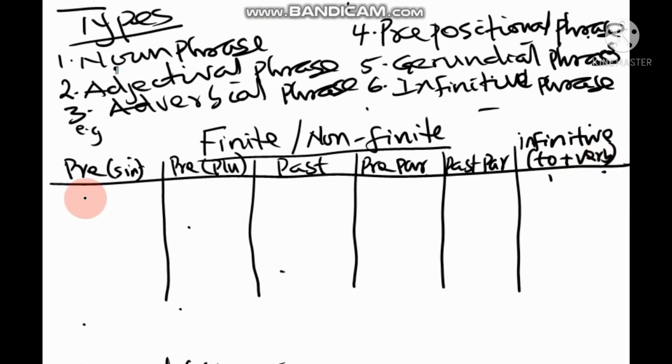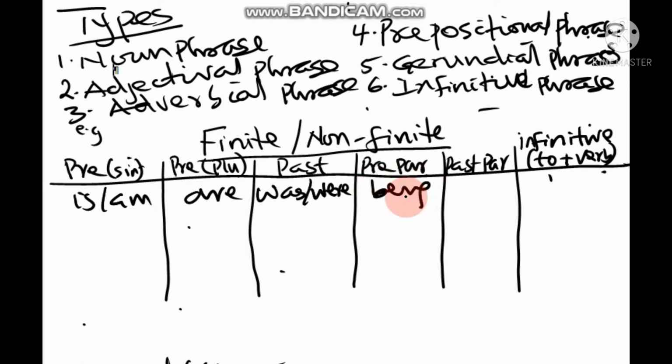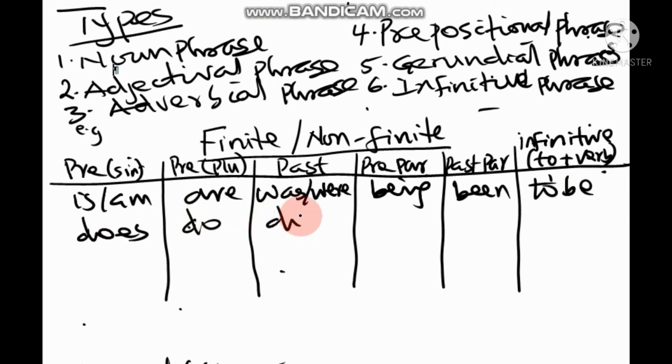So if we have is and am, we have are here. We have was or were. We have been. And we have the word to be. Let's see the verb does, which is present tense singular. The plural will give you do. Past tense will give you did. Present participle will give you doing. Past participle will give you done. Infinitive will give you to do.